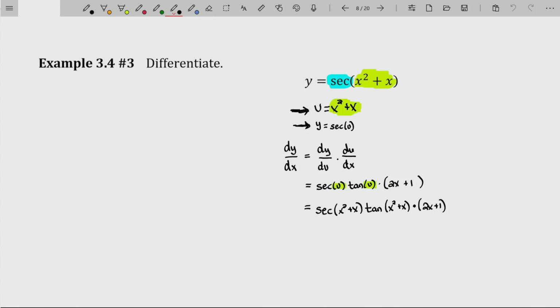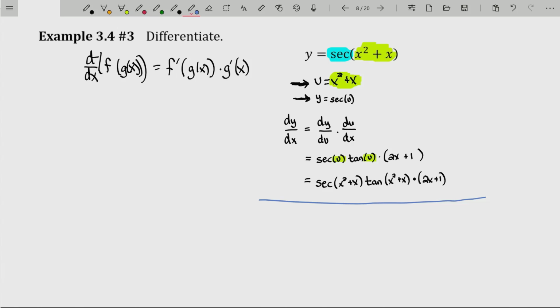Let's use Lagrange notation. And Lagrange notation says this: if you want to take the derivative with respect to x of f composed with g of x, you would just take the derivative of the outermost function, evaluated at the inner function, times the derivative of the inner function. So you're peeling away layers. Let me showcase what I mean by that. So all my Lagrange notation will be done in blue. We are given that y is equal to secant of x squared plus x.